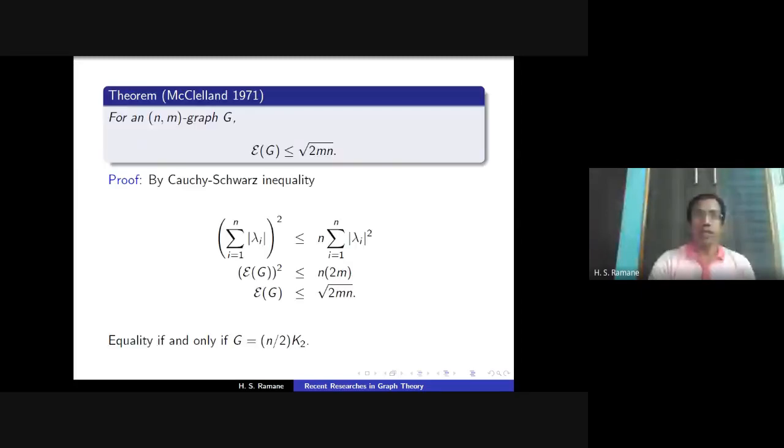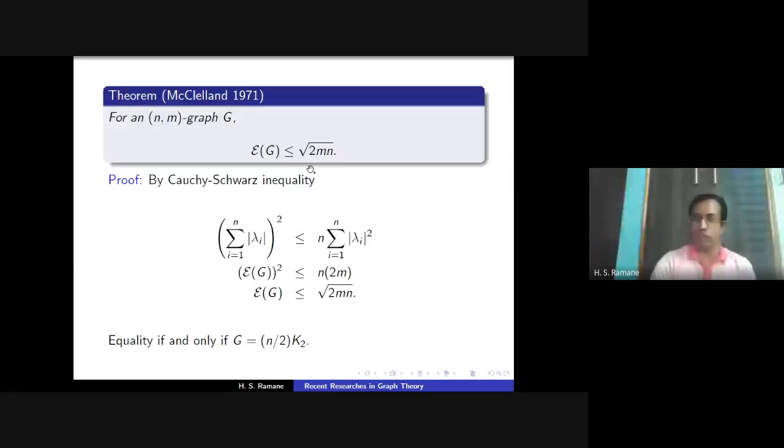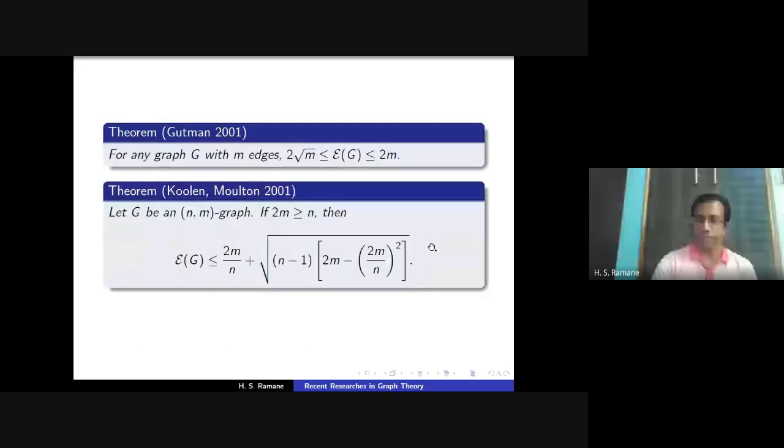In the same way, we can get the upper bound as square root of 2mn, and this is by Cauchy's square inequality. We can write the square of the sum of mod lambda is less than n into the sum of lambda squared. And this sum of mod of lambda is energy of G, and this is 2m. So simplifying this, we'll get the energy of G is less than or equal to square root of 2mn. So energy of G always lies between these quantities. Okay, this is the lower bound and this is the upper bound. So these are some other results: energy of G lies between 2 times square root of m and 2m.